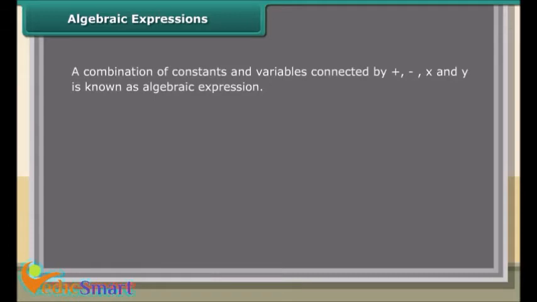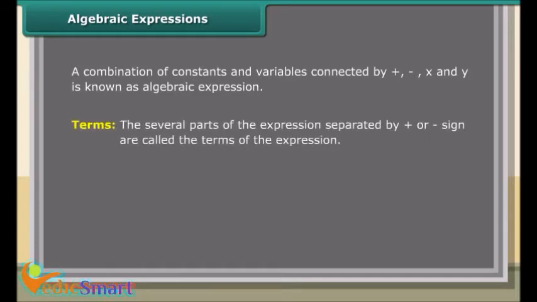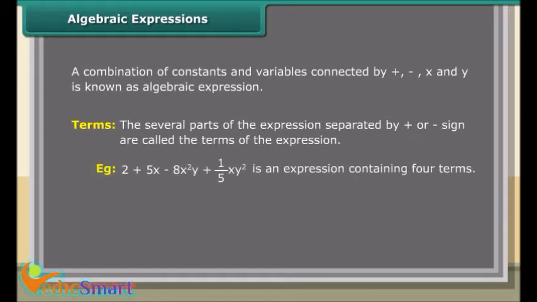Algebraic expressions. A combination of constants and variables connected by plus, minus, multiplication, and division is known as algebraic expressions. Terms. The several parts of the expression separated by plus or minus sign are called the terms of the expression. Example: 2 plus 5x minus 8x square y plus 1 upon 5xy square is an expression containing 4 terms. They are 2, 5x, minus 8x square y and 1 upon 5xy square.